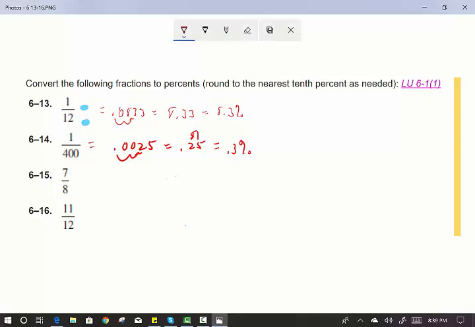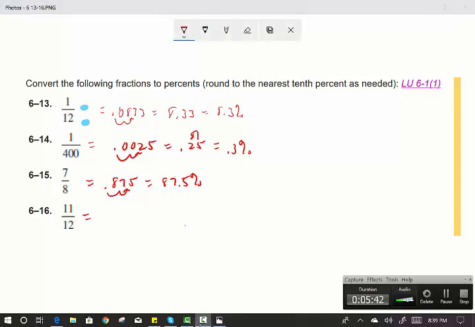So that equals 0.3%. And then 7/8. 7 divided by 8 is equal to 0.875. Move the decimal point 2 places to the right, which is 87.5%. And then 11 divided by 12 is equal to 0.9166.